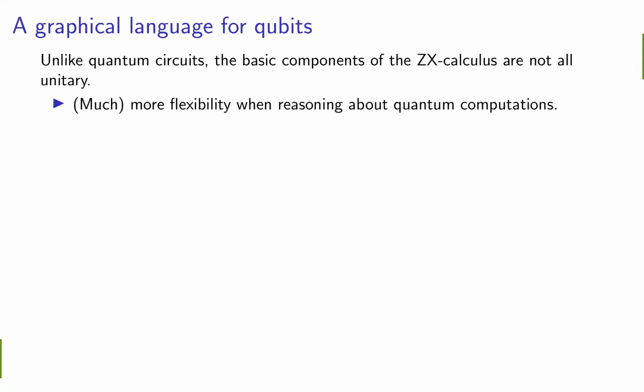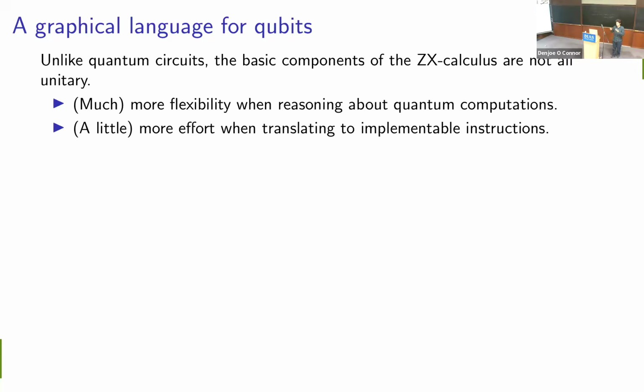Where does the name come from? It's like this computational basis. It's also called the Z basis because it's the eigenbasis of the Pauli Z matrix. And then the ZX calculus also uses the eigenbasis of Pauli X. And that's the X. I'll actually show you in a moment how exactly these two bases come into it.